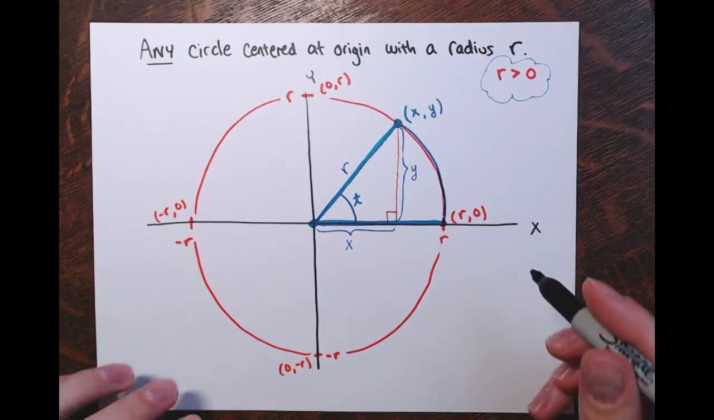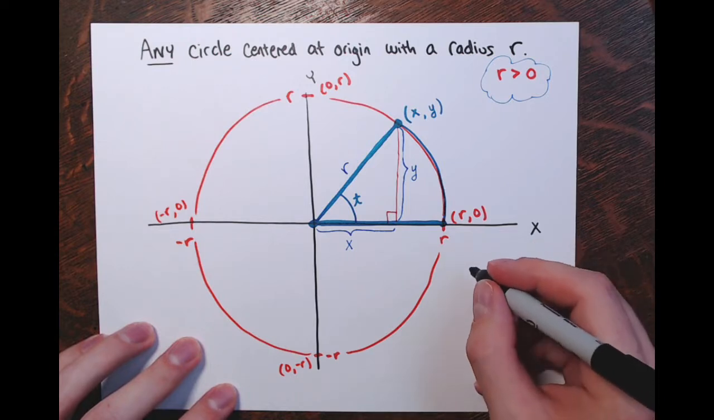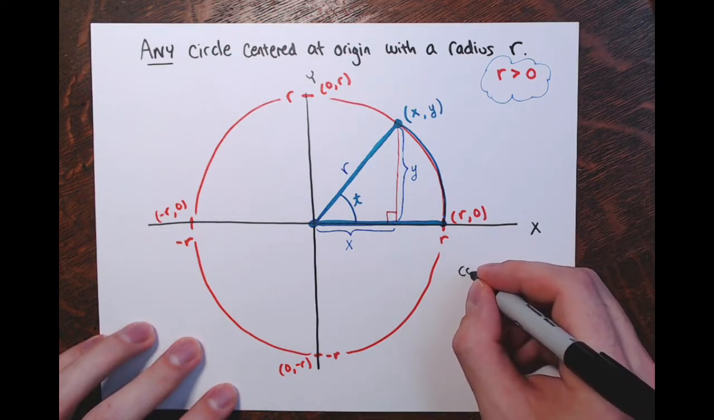Okay, so this is for any circle then. The relationship we're seeing then is that the cosine of an angle.